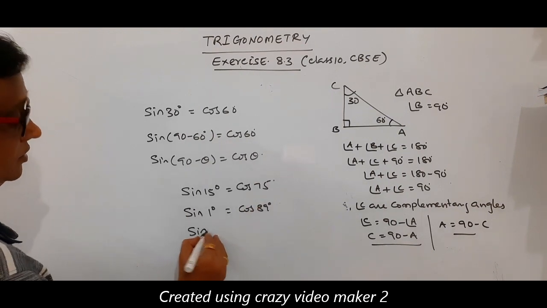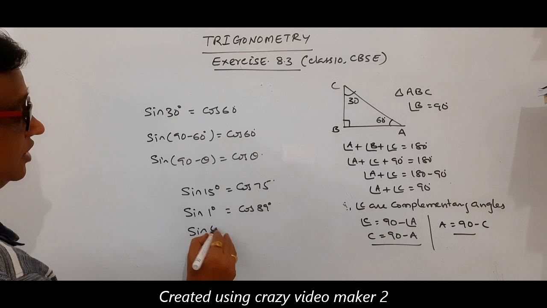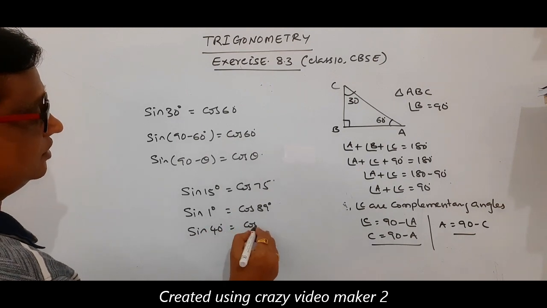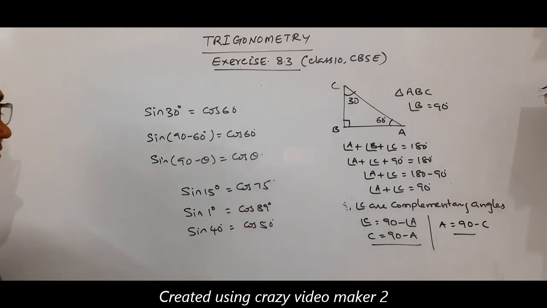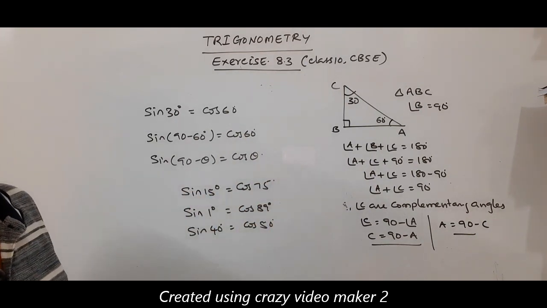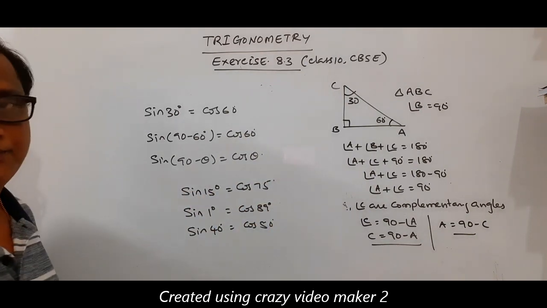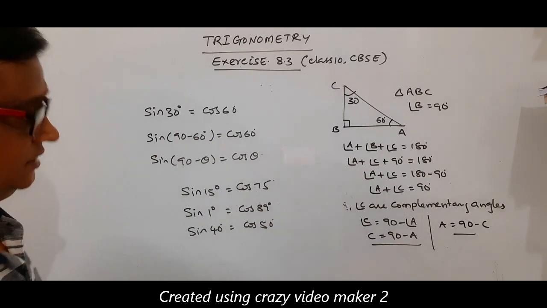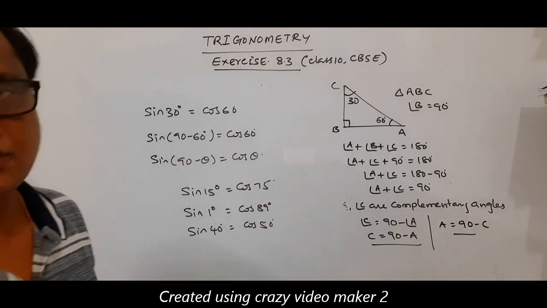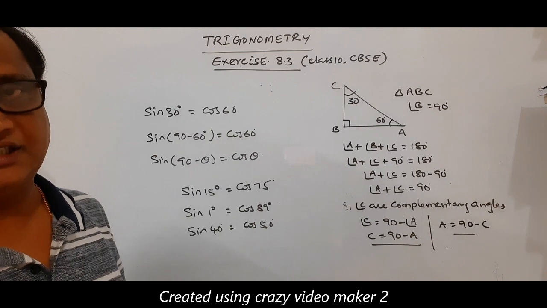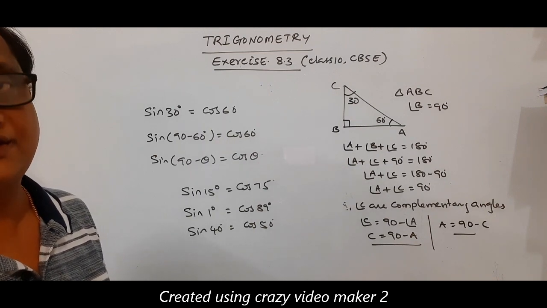Suppose I am writing sine 40 degrees, you can write cos 50 degrees. Both are the same. You can write the same with tan also. Tan 30 degrees equal to cot 60 degrees.